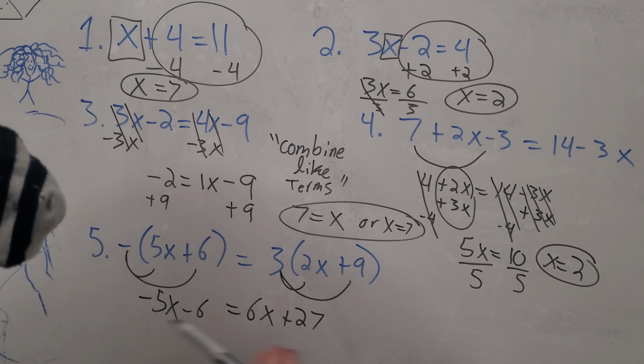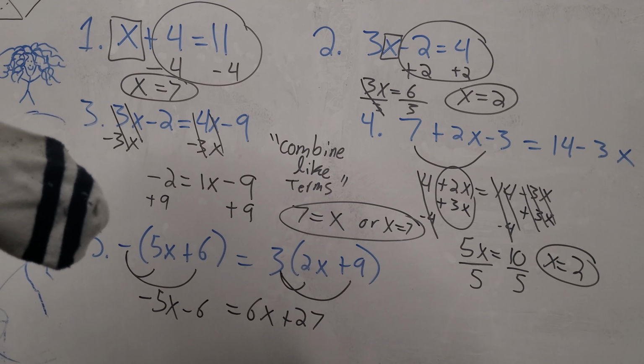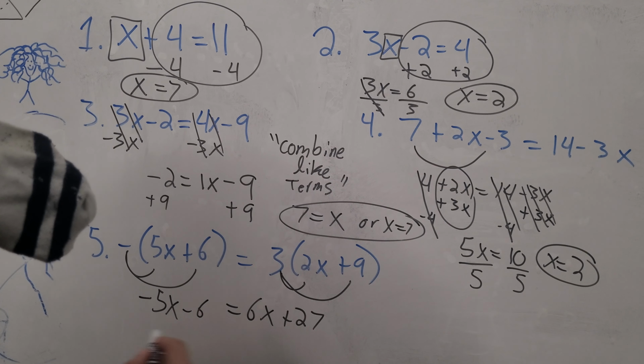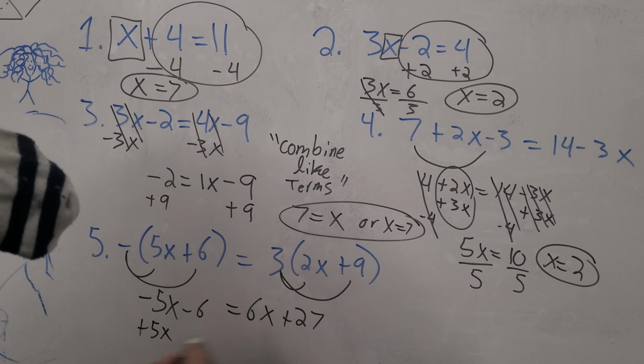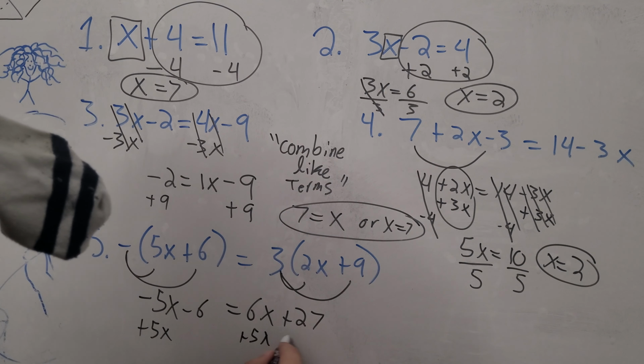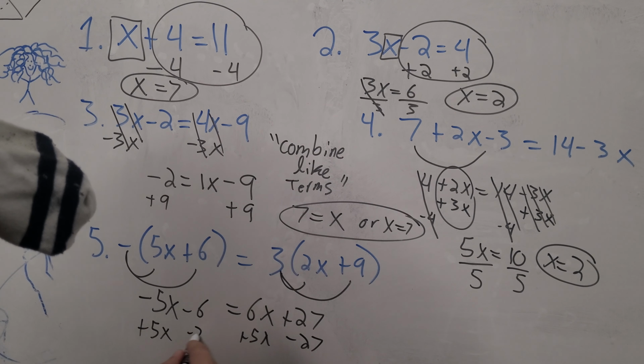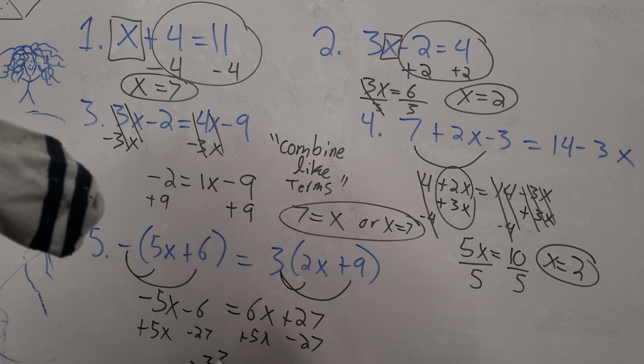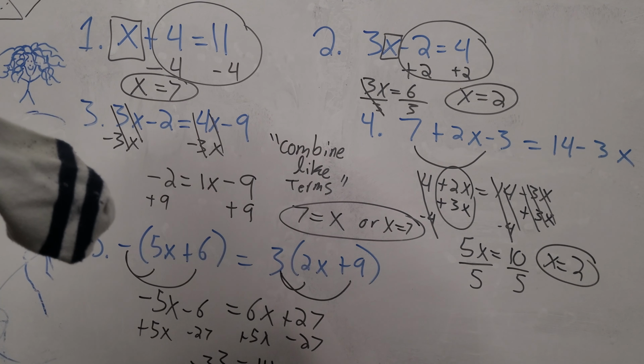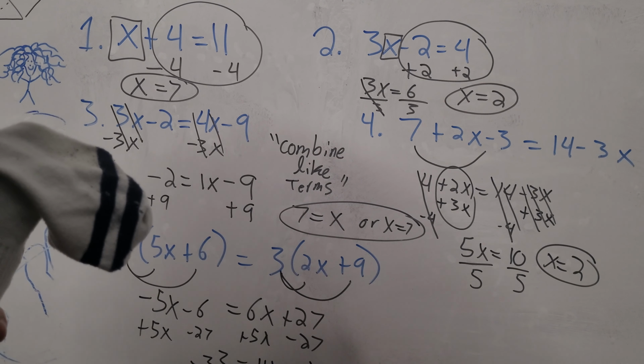All right, now it's the same old, nothing too crazy here. Let's go ahead and do a plus 5x and a minus 27. We're going to get negative 33 equals 11x. Divide both sides by 11, and x equals negative 3.